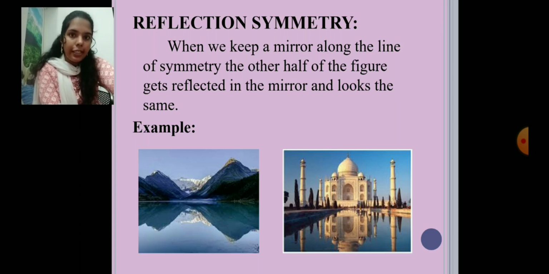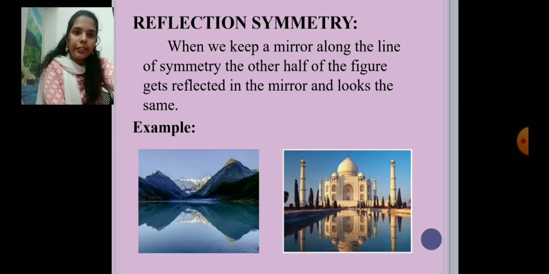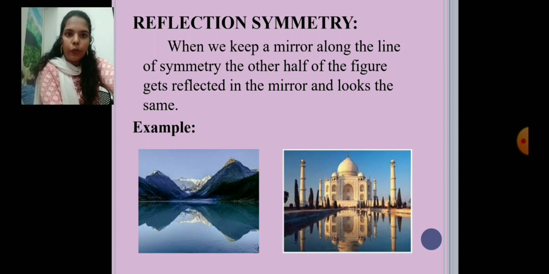The best example is when we stand in front of the mirror and check our own reflection in that mirror. Our other half will reflect the same in the mirror. That is reflection symmetry. When we keep a mirror along the line of symmetry, the other half of the figure gets reflected in the mirror and looks the same. These two are the examples.